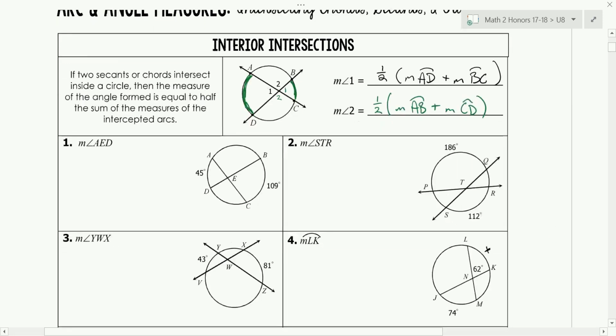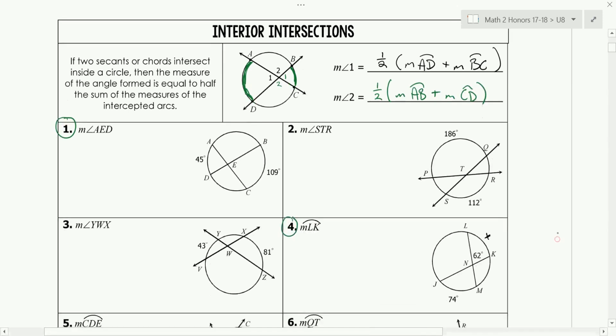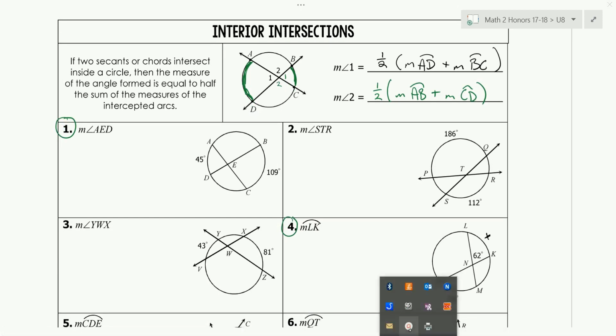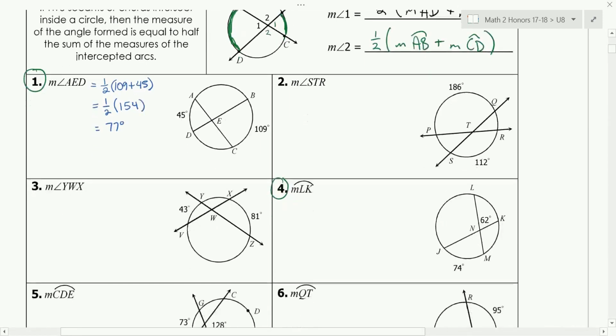So let's apply that to a couple problems here. Go ahead and try number 1 and try number 4. And how'd you get 50 degrees on 4? Okay, so if I put x over here, so 62 is equal to half of 74 plus x. Good. And then what? How'd you solve that?